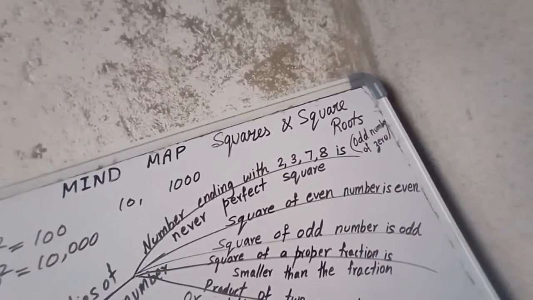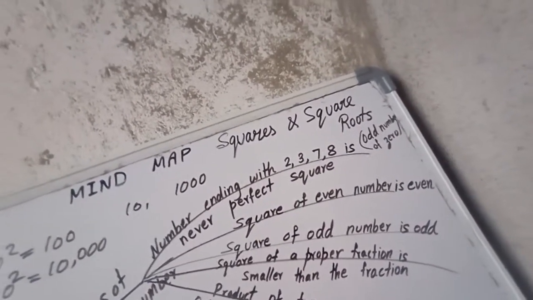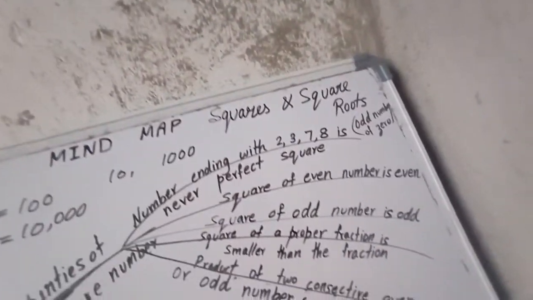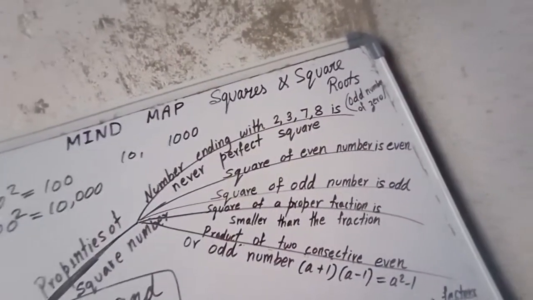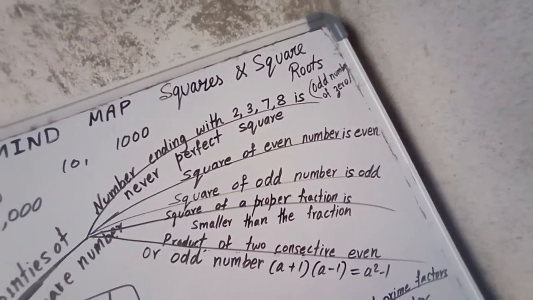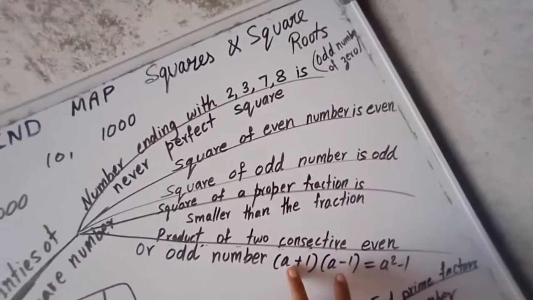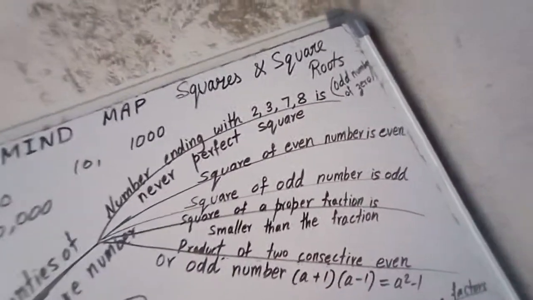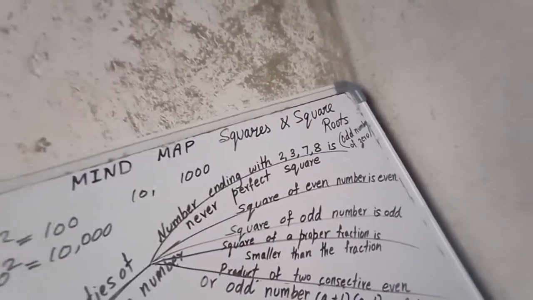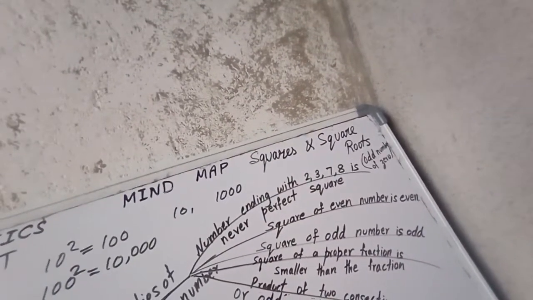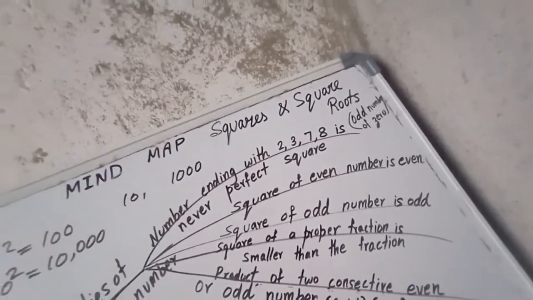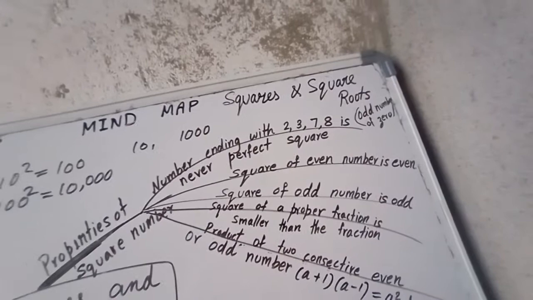The square of a proper fraction is smaller than the fraction if we compare it with the fraction. In the same way, if we go for the product of two consecutive even or odd numbers, you can take them as a plus 1 and a minus 1. It will be equal to a square minus 1. In this way, you have to consider. These are the properties of square numbers.